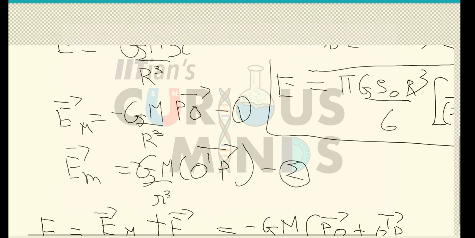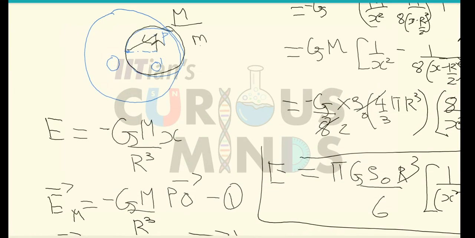So basically the total field will be equal to the field due to the mass capital M, the same thing that we did earlier, and the field due to the small m, which will be equal to minus GM divided by capital R cube into PO vector plus O dash P vector. If I apply the triangle law, O dash P plus PO vector will be equal to O dash O vector. This is the resultant.